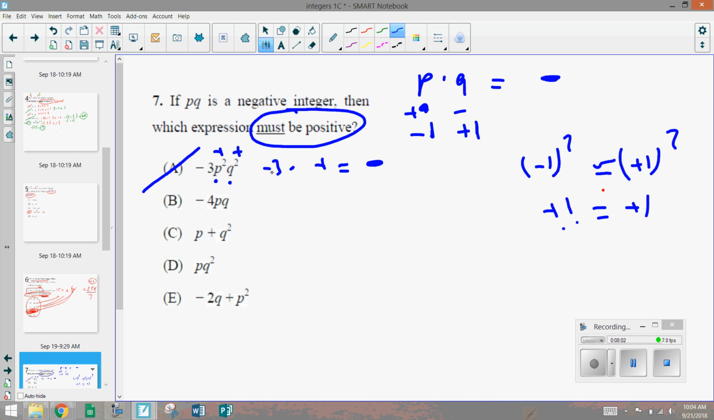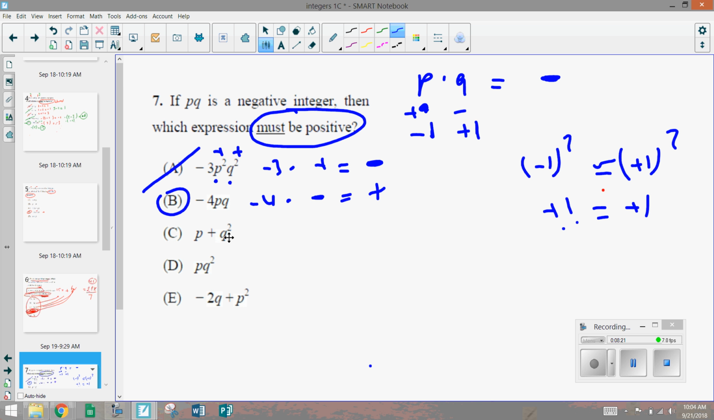Okay, P times Q, it's given. P times Q is negative. Okay? So negative times negative. Is that clear? Negative 4 times PQ. Anything negative times negative is going to be positive. Oh, is that the answer?